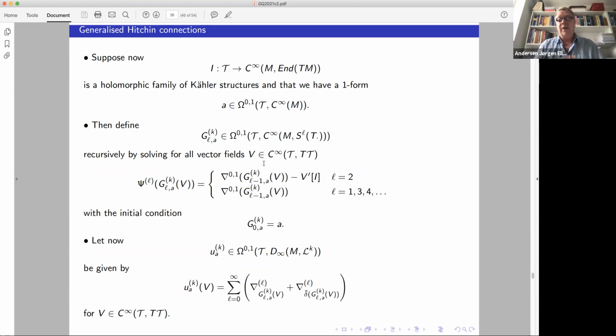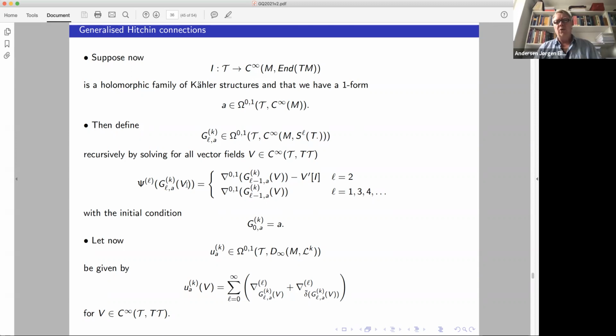What about if we have a family, and what about identifying things in a family? Well, let's try to do that. Let's try to see if we can construct these connections. So we are going to start by having some one form. It could be, for example, 0 if you want to. But I'm going to start with some one form with values in smooth functions. I'm going to then iteratively define these operators by solving the following equations.